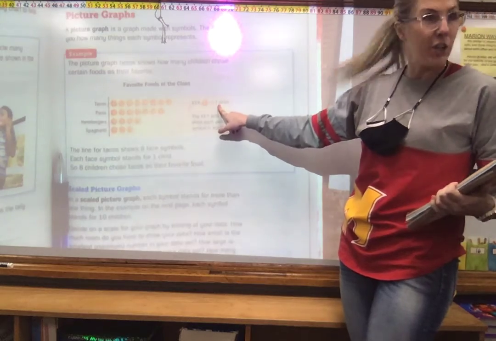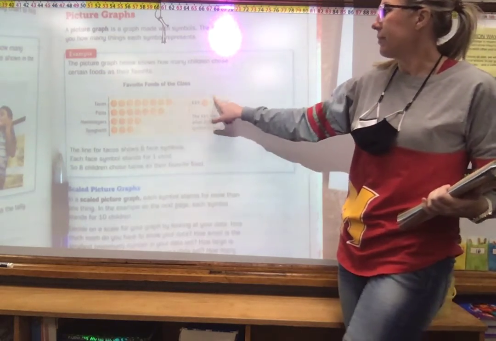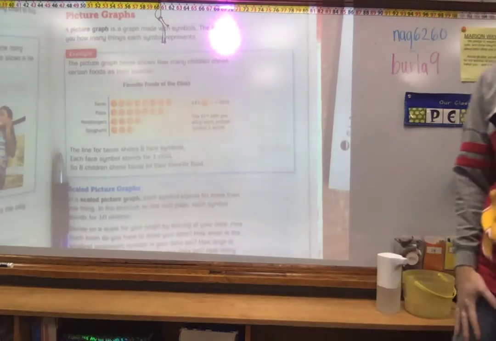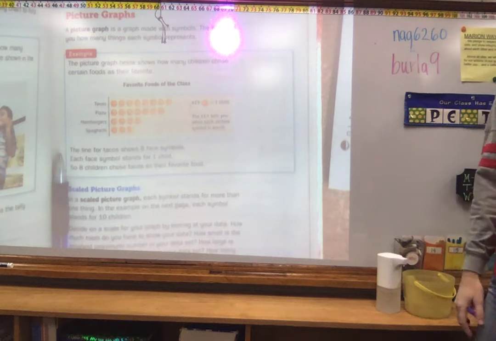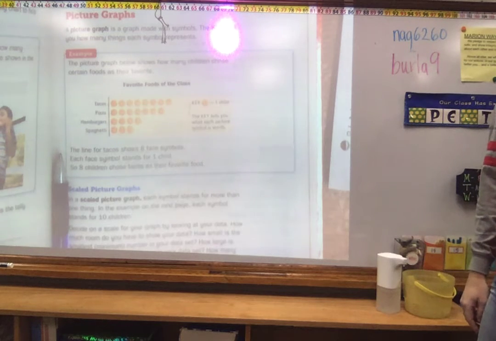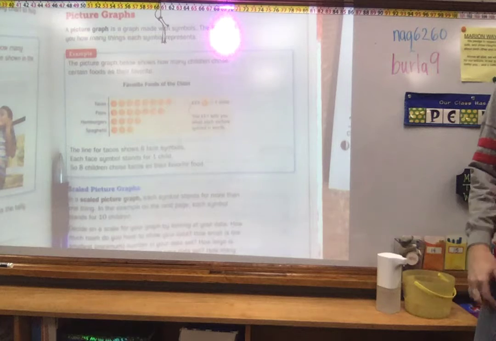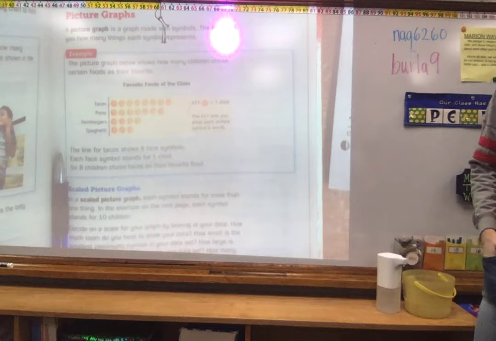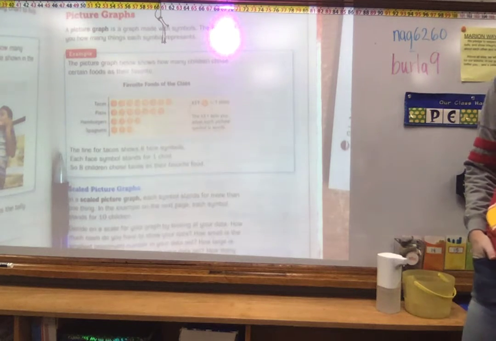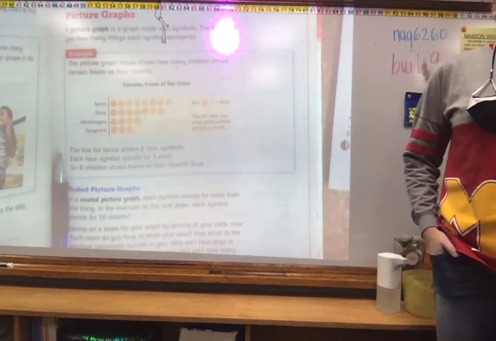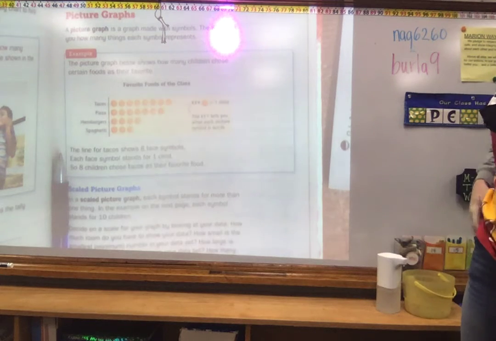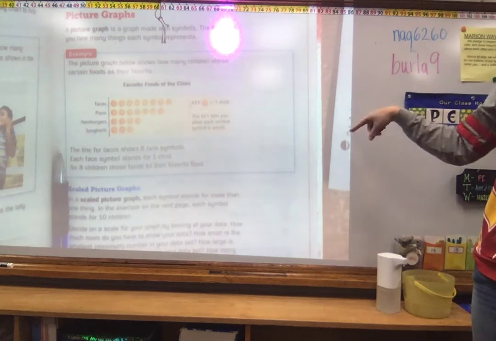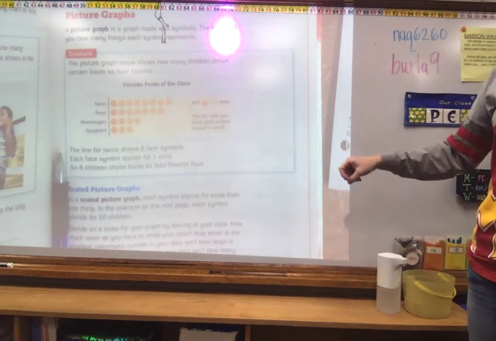equals 1 child. So if we look at tacos, how many students had tacos as their favorite food? 8. Right? That's pretty easy to count right across. There are 8 right away. How about spaghetti? How many students have spaghetti as their favorite food? 3. Very good. So this one is really easy to count.